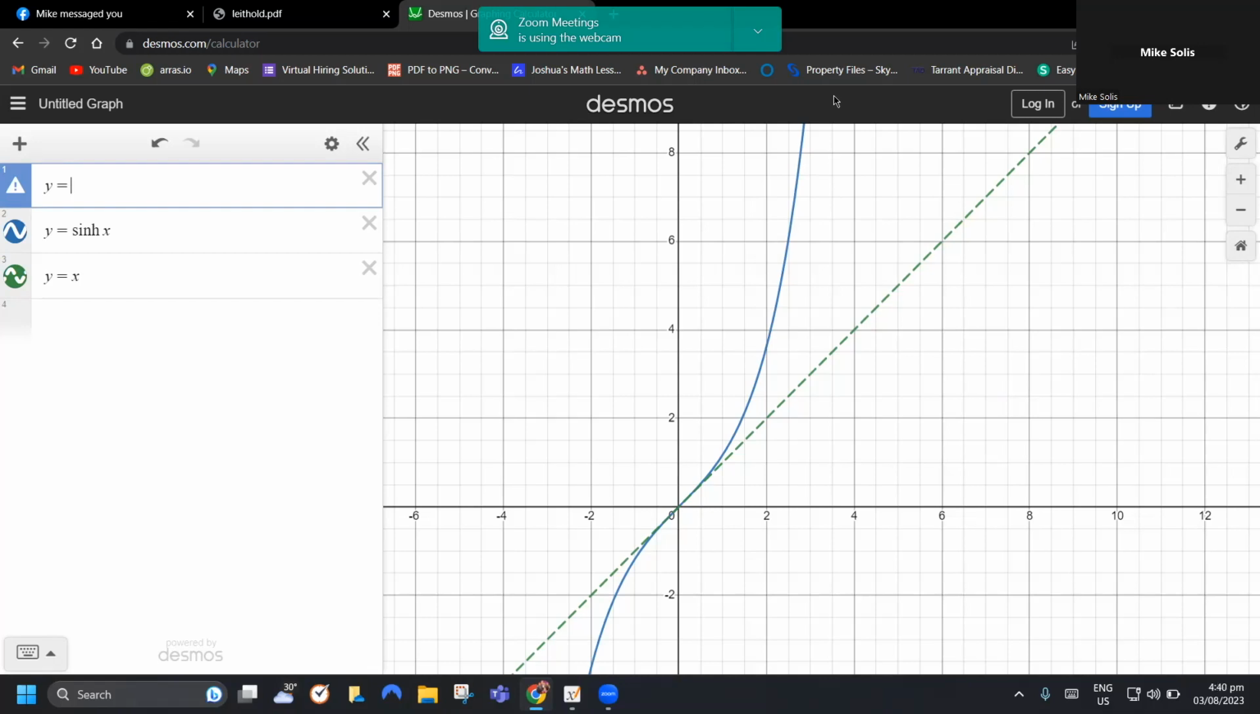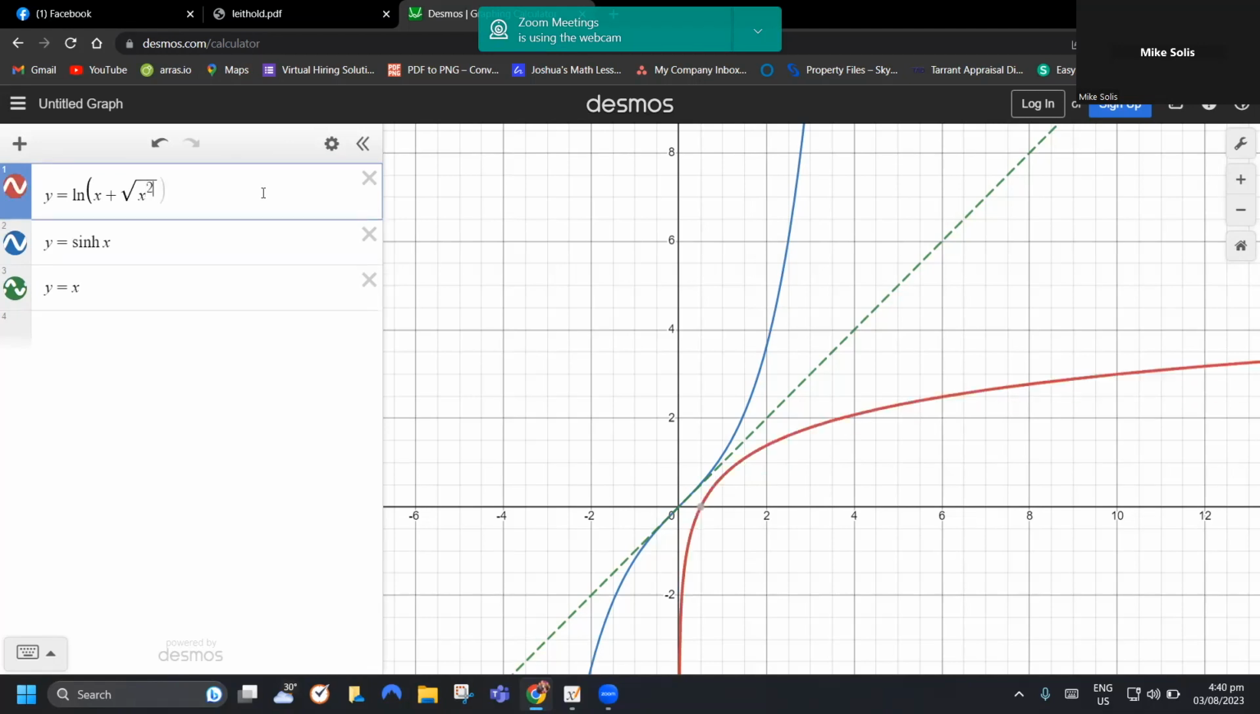Sorry, iba yung iniisip ko kanina. Cosh pala yun. So, dapat ln of x plus square root of x squared plus 1. Okay. So, pansin mo, no? Mirror images sila ng isa't isa. So, x squared plus 1, yan. Diba? So, mirror images silang dalawa with respect to y equals x.